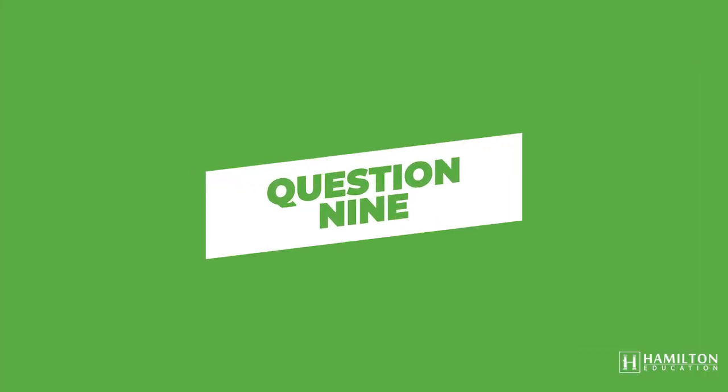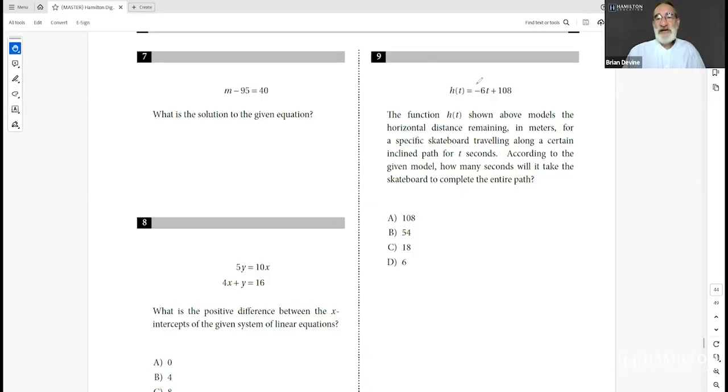Question 9. We're given an equation, h of t equals negative 6t plus 108. And we're told that this function models the horizontal distance remaining in meters for a skateboard traveling along a path for t seconds. According to the given model, how many seconds will it take for the skateboard to complete the path? Well, that's got to be when h of t equals 0.